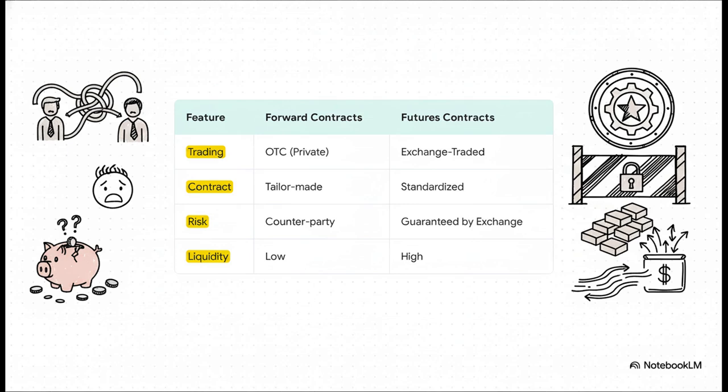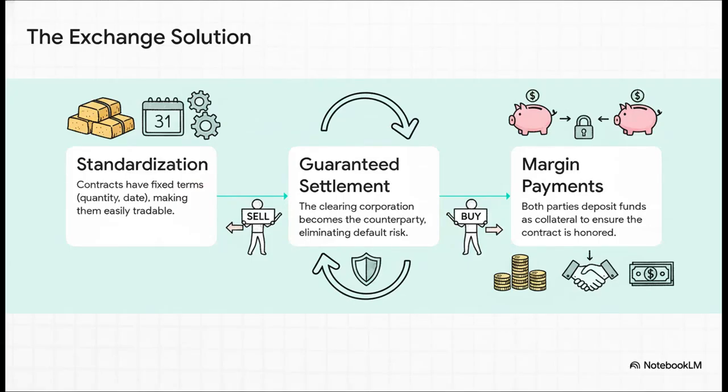Well, because every contract is the same. The exchange itself can step in and guarantee the deal. Counterparty risk, gone. And it also creates a ton of liquidity, meaning you can jump in or out of a position whenever you want. So how does an exchange pull off this magic trick? It's really a clever 3-step system.